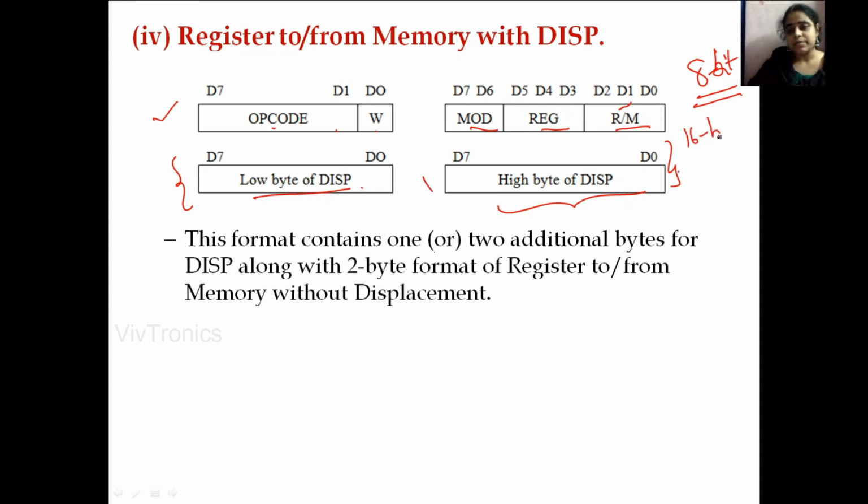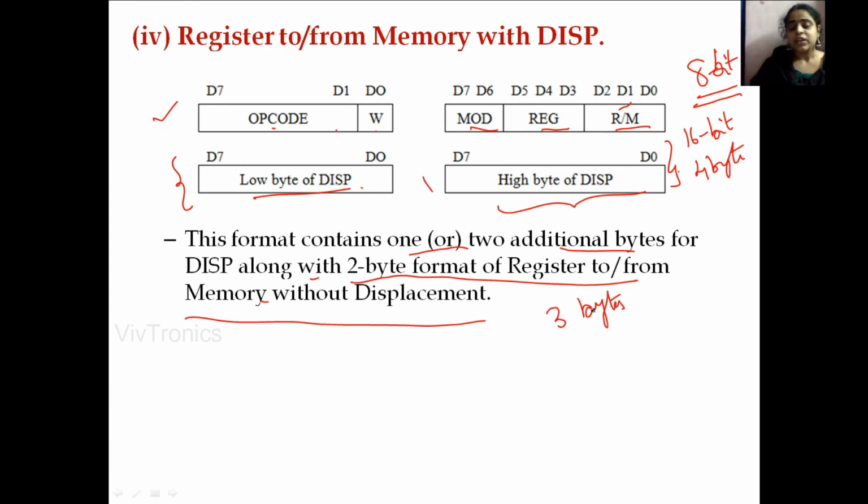Whether it is 16-bit displacement, this instruction format length is 4 bytes and it will have higher byte of displacement also. Okay. So this format has 1 or 2 additional bytes of displacement along with the 2 byte format of register to or from memory without displacement. If displacement is 8-bit, then the length of this instruction format is 3 bytes, and if the displacement is 16 bits, then the length of this instruction format is 4 bytes.